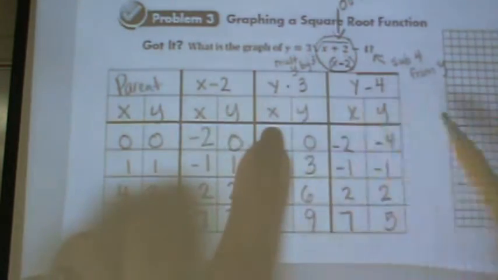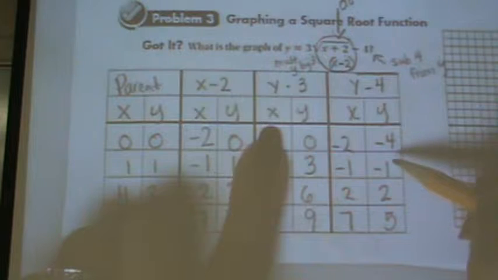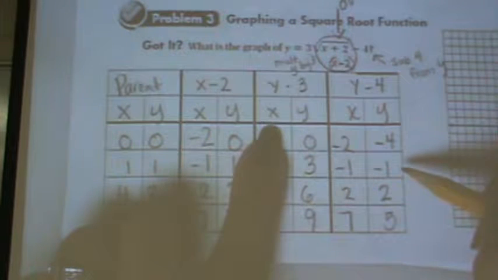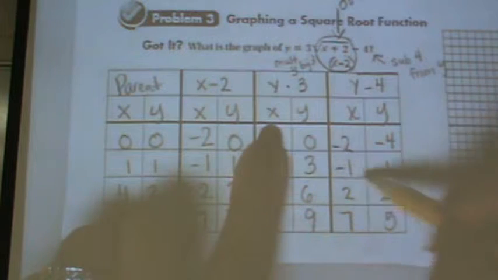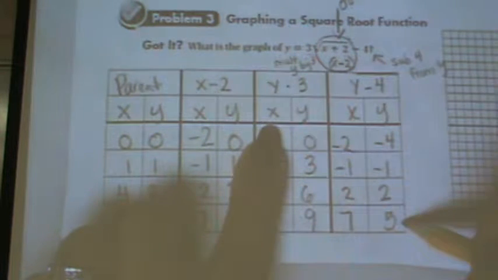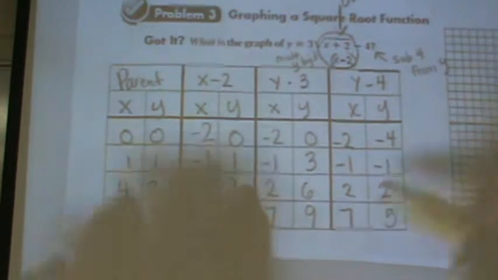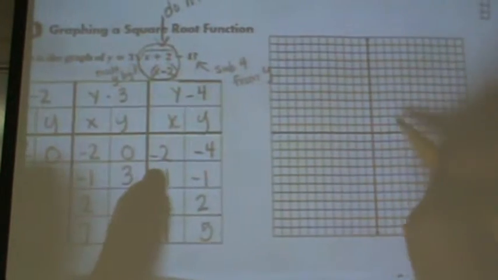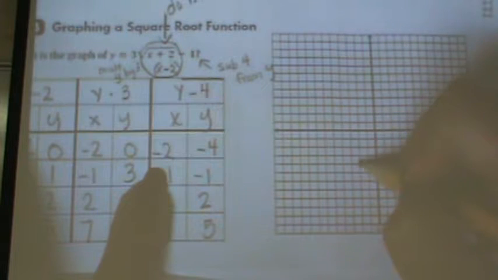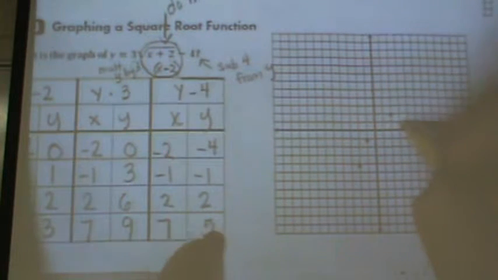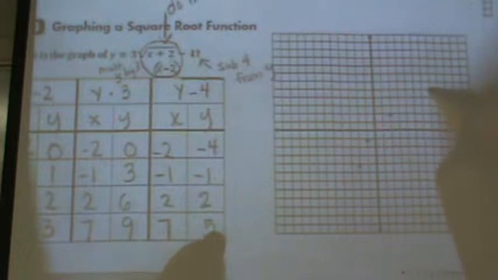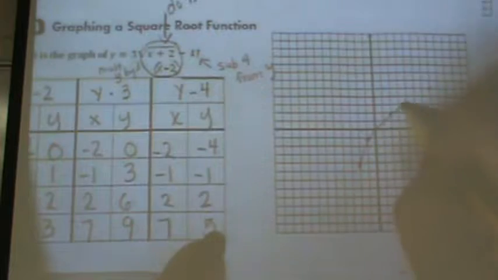So you're keeping a running total. Do you get this? Subtract 4. So 0 minus 4, 3 minus 4, 6 minus 4, and 9 minus 4 is 5. Keeping these x values the same. Then when you graph this: over 2, down 4, over 1, down 1, over 2, up 2, and so on. That's what you had.